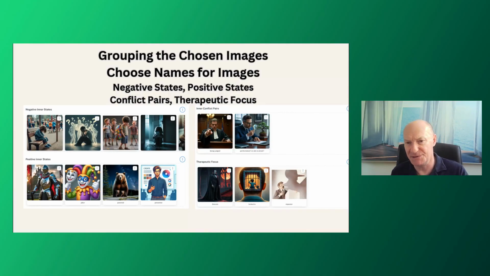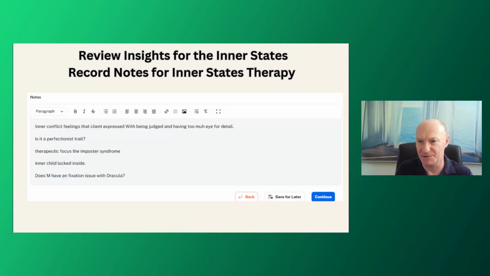And then there is this conflict pairs area. You can bring 2 in there that perhaps need to work together, a judge and a perfectionist, and therapeutic focus, anything that really stands out, it resonates to say something needs to be worked on here. And the prompt or a therapist would help you to work through how to get the most out of that.